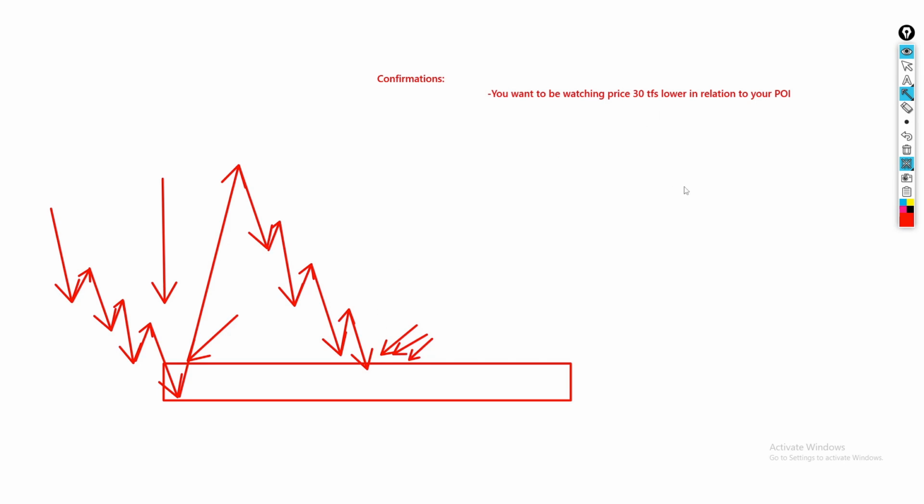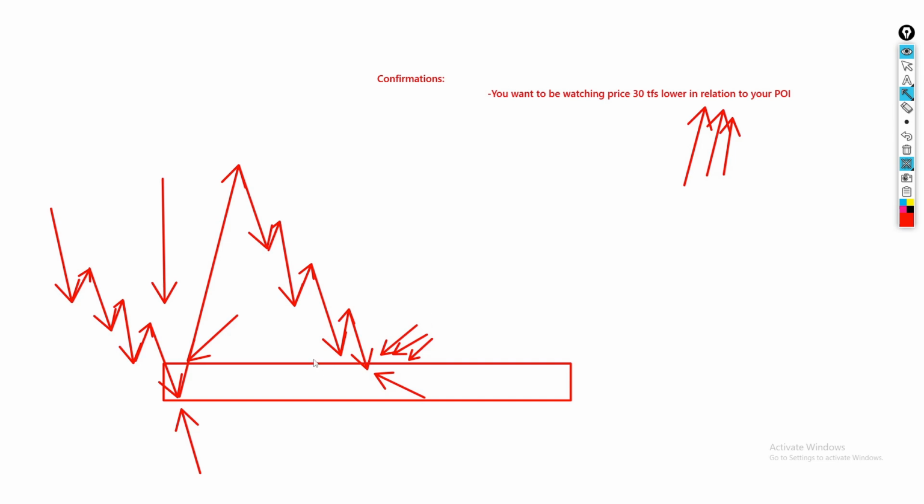You want to be watching price at least 30 time frames lower in relation to your point of interest, which means if this was a 1-hour time frame, you would be watching a 2-minute chart once price hits your point of interest, right? If this was a 2-hour time frame, you would be watching a 4-minute chart in order to try and find and spot your confirmation, right?